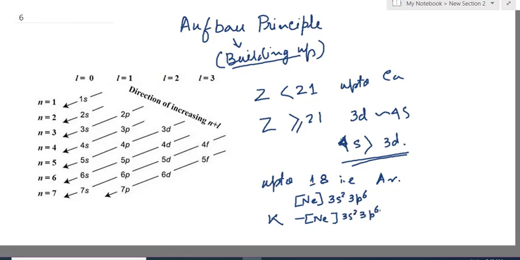Similar is the case with calcium. The next electron enters the 4s orbital, giving the configuration of argon and 4s2. This is the analog of magnesium. However, in the next element, scandium, the added electron occupies a d orbital, and filling of the d orbital begins from here, from scandium to zinc.